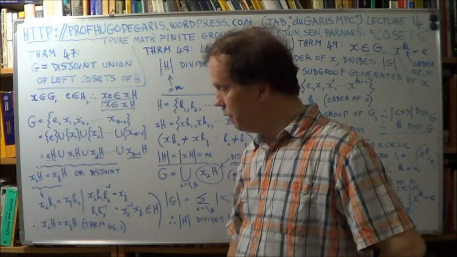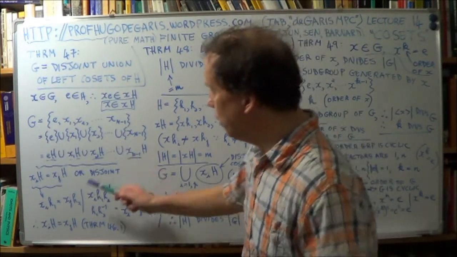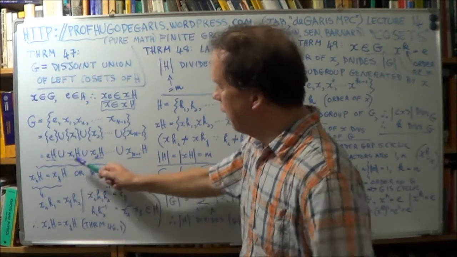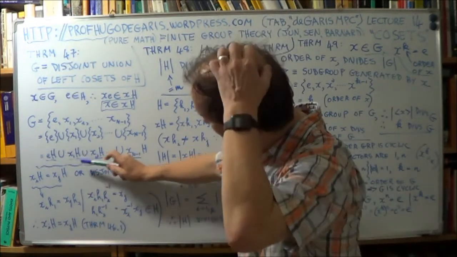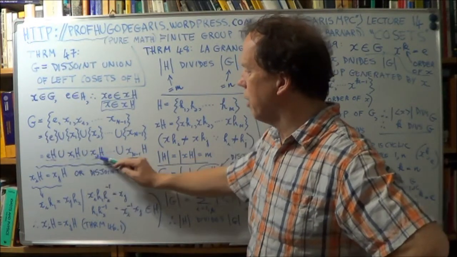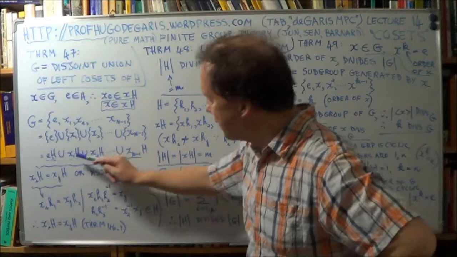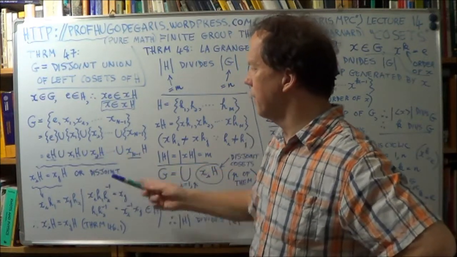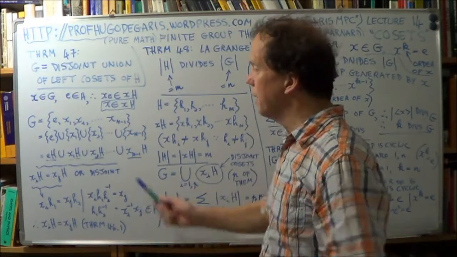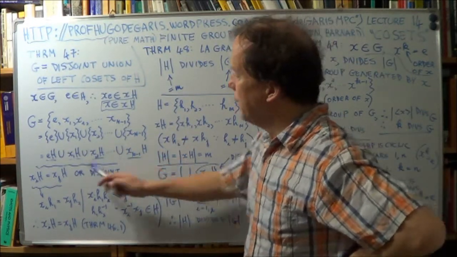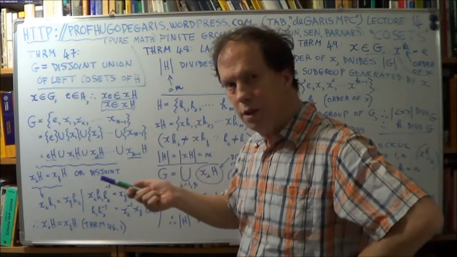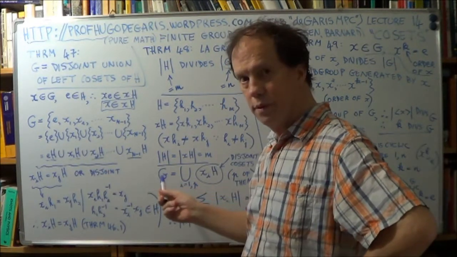Follow that? Therefore, here we have a union. If some of these have an element in common, let's say these two, well, they're the same coset. So we can throw out the repeats. What you're left with is each coset that's not a repeat, and each is disjoint from all the others.